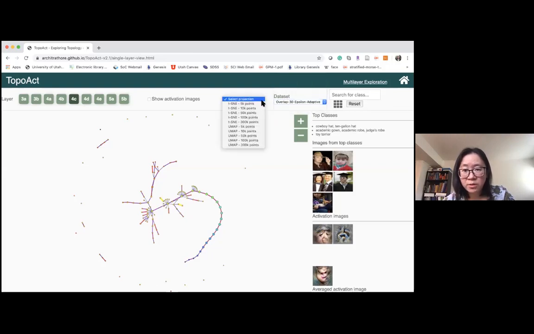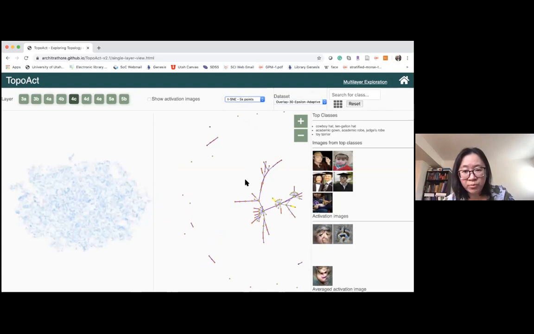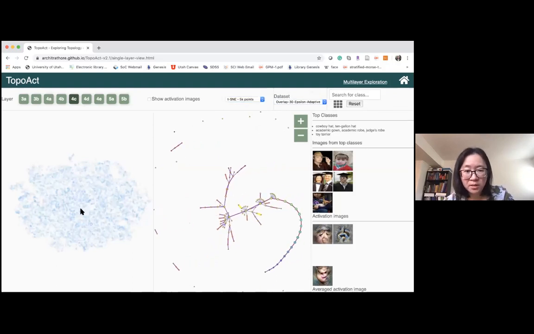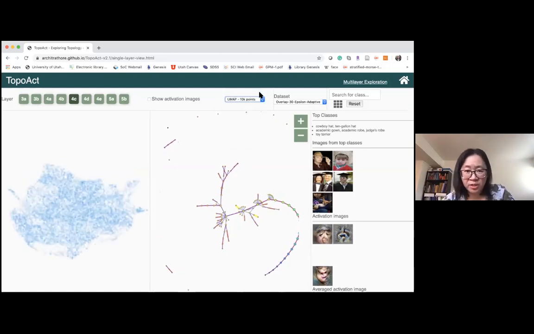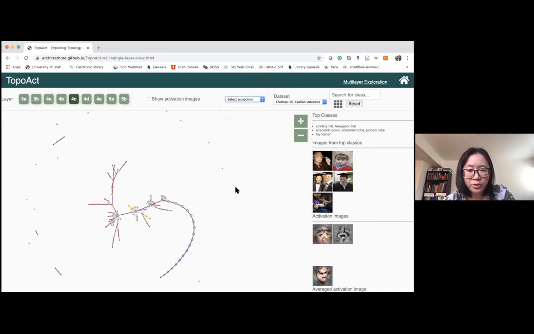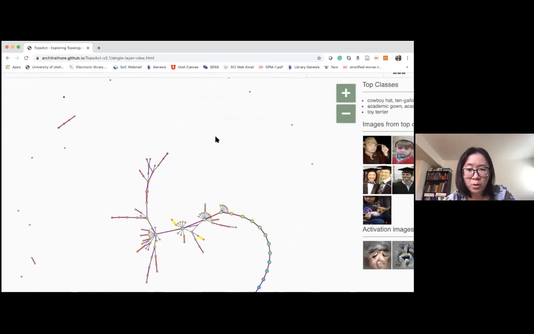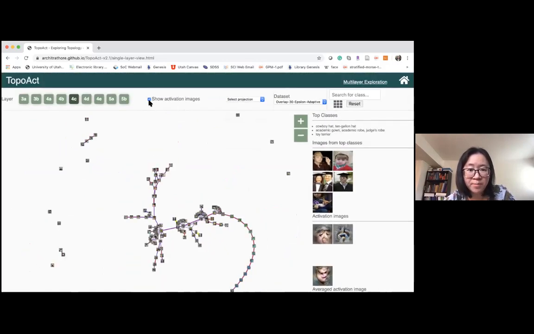Another thing you can do is look at the corresponding t-SNE projection of the point cloud, so you can compare what's in the Mapper graph versus the corresponding t-SNE projection. You also have a UMAP projection, which is another dimensionality reduction technique. You can turn this off. What I showed in my results section is activation images. When I show activation images, I replace each cluster by the corresponding feature visualization that roughly represents what each cluster of activations corresponds to.